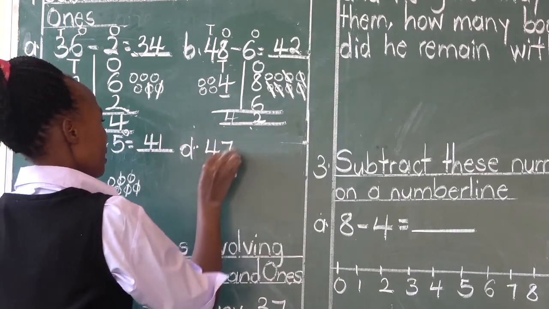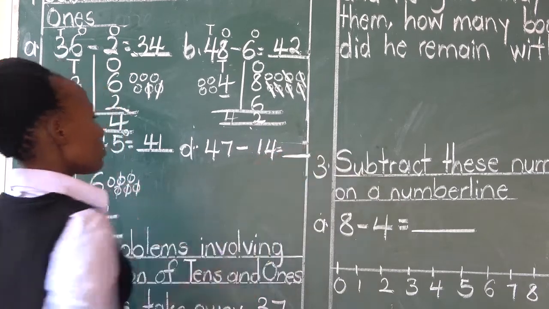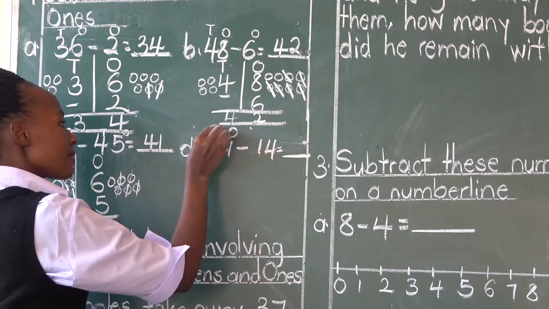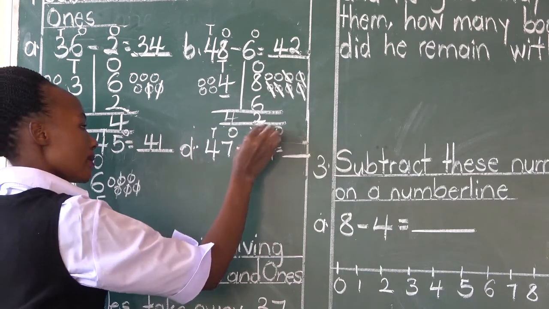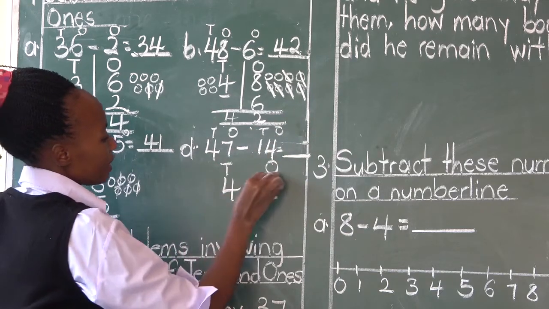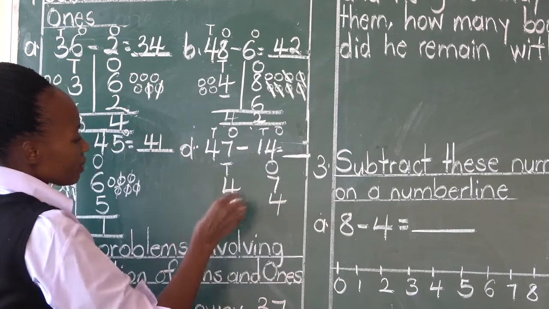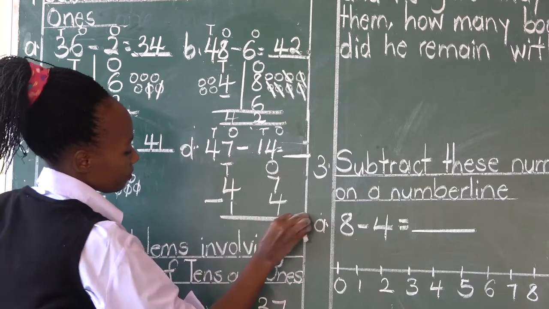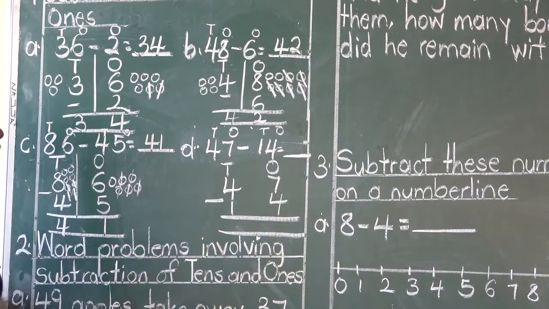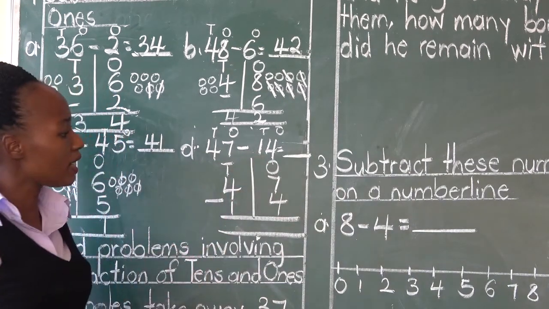This is 47, take away 14. Still, we are going to first put the symbols for the place values: 1s, 10s. Then here we had 47, take away 14. Under 1s we have 4. Under 10s we have 1.